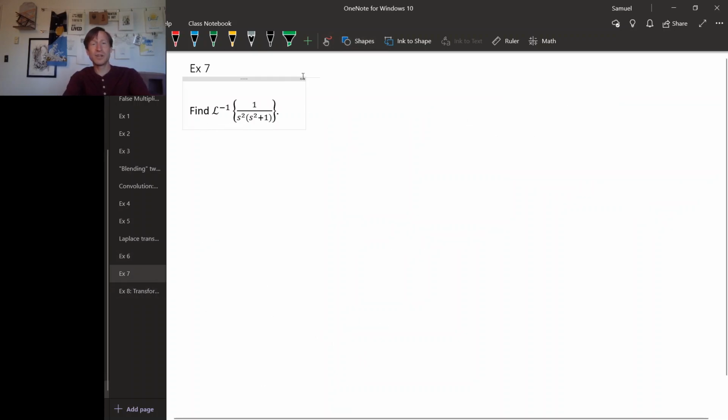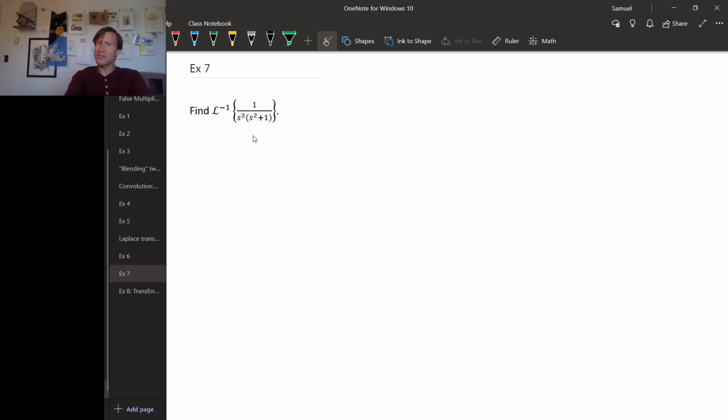Okay, well, let's do another example, but this time an example with an inverse transform. So how about the inverse Laplace transform of 1 over s squared times s squared plus 1? Again, it is possible to do this without using the convolution theorem, but we would have to do some big, awful partial fractions problem to decompose this into its partial fractions form. But now that we know the convolution theorem, we can use that to take a shortcut.